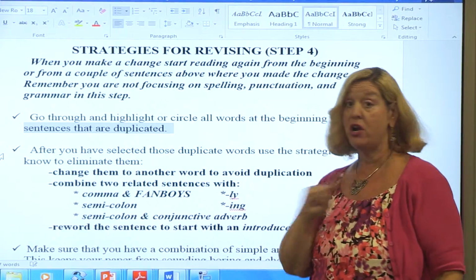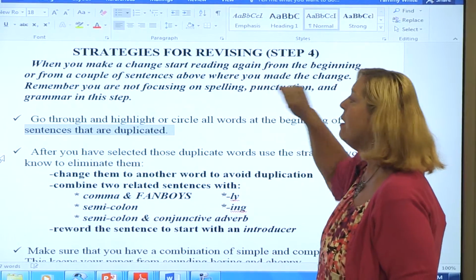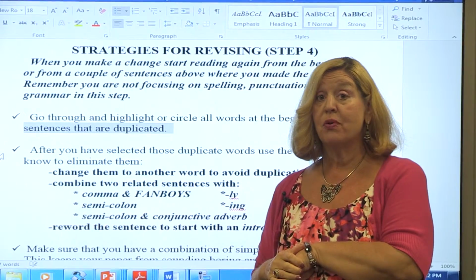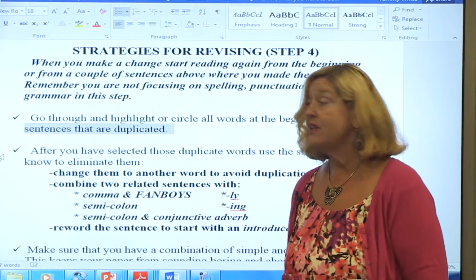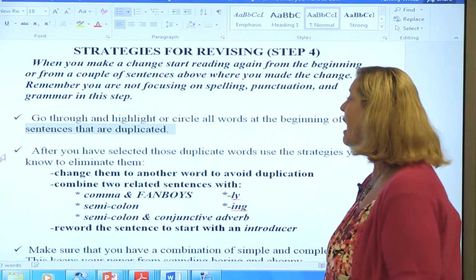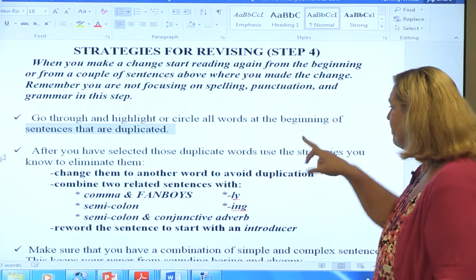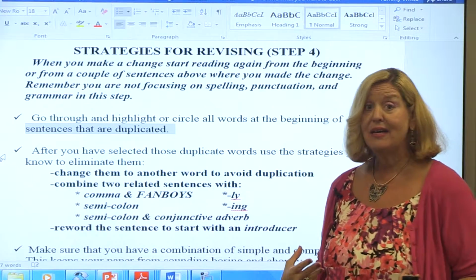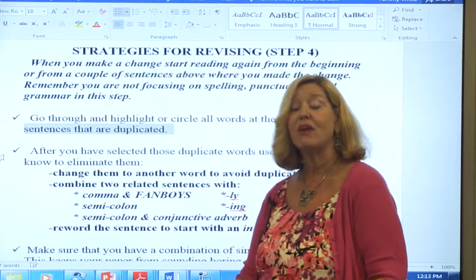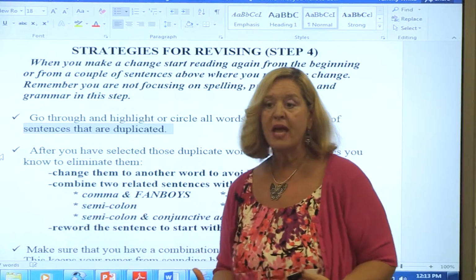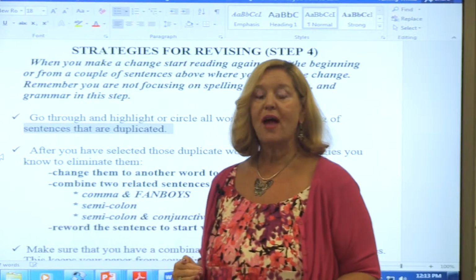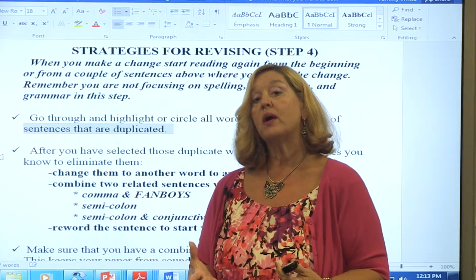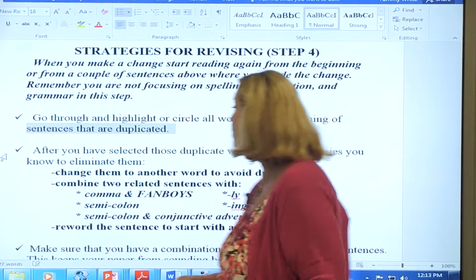And I want you to notice you are not concentrating on spelling, punctuation, or specific grammar at this point. We'll get to that when you edit and proofread. So that should take the stress level down significantly when you do this. So first, go through and highlight or circle all those words at the beginning of the sentences that are duplicated. In other words, I's, the's, whatever your subject material is, a lot of times you're going to have started that sentence. Remember when we made our sentences, when we were doing our rough draft, we were not worried if they were short, if they were choppy, if we were starting with the same words. So this is where we put things together and make them a little bit better.